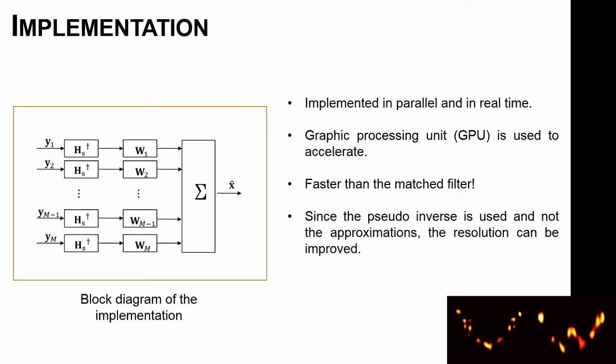This is the block diagram of the implementation. We can use a graphics processing card to speed up the process, and it's faster than even the match filter. And since we are using the pseudo-inverse and not the match filter, even the resolution can be improved.